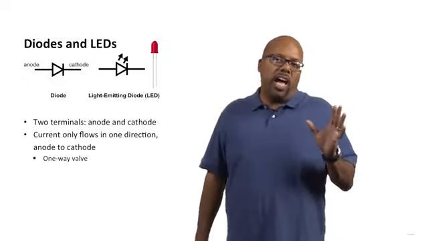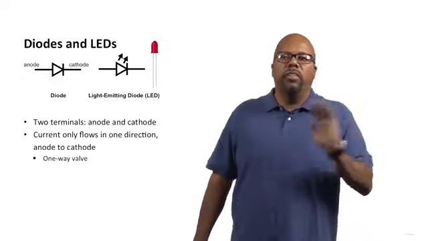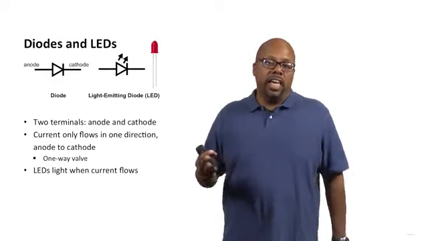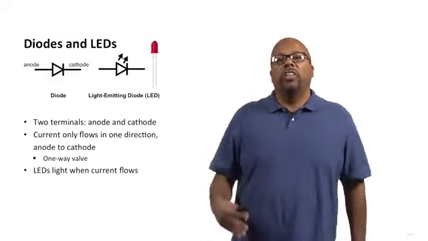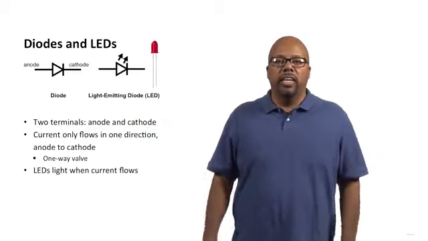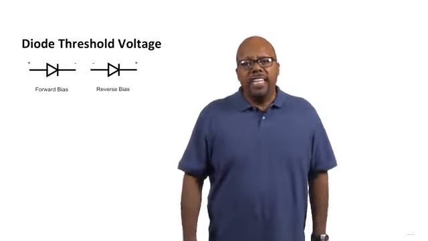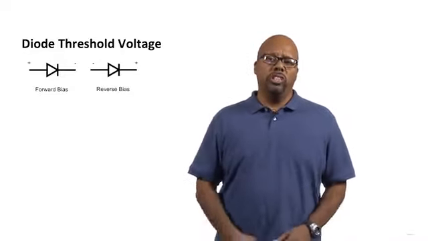So it's like a one-way valve in terms of water. It goes one way, it doesn't go the other way. So if it's an LED, a light-emitting diode, then when current flows, the light emits and it gets bright. Otherwise, it's dark. Now, every diode has what's called a threshold voltage.